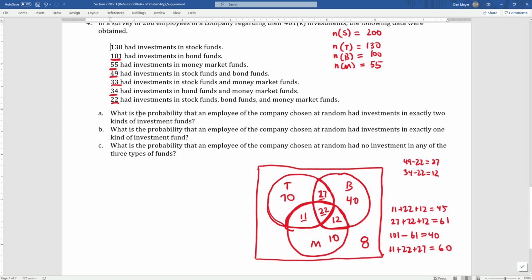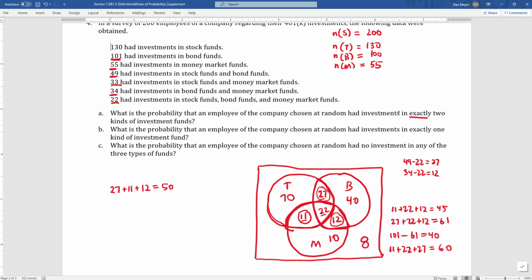All right, in part A, what is the probability that an employee of the company chosen at random had investments in exactly 2 kinds of investment funds? So the two kinds, we have stocks and bonds, but not money market. We have bonds and money market, but not stocks. And we've got stocks and money market, but not bonds. So the frequency of the people who have exactly 2 kinds of investments would be 27 plus 11 plus 12. See, 38 plus 12 is 50.